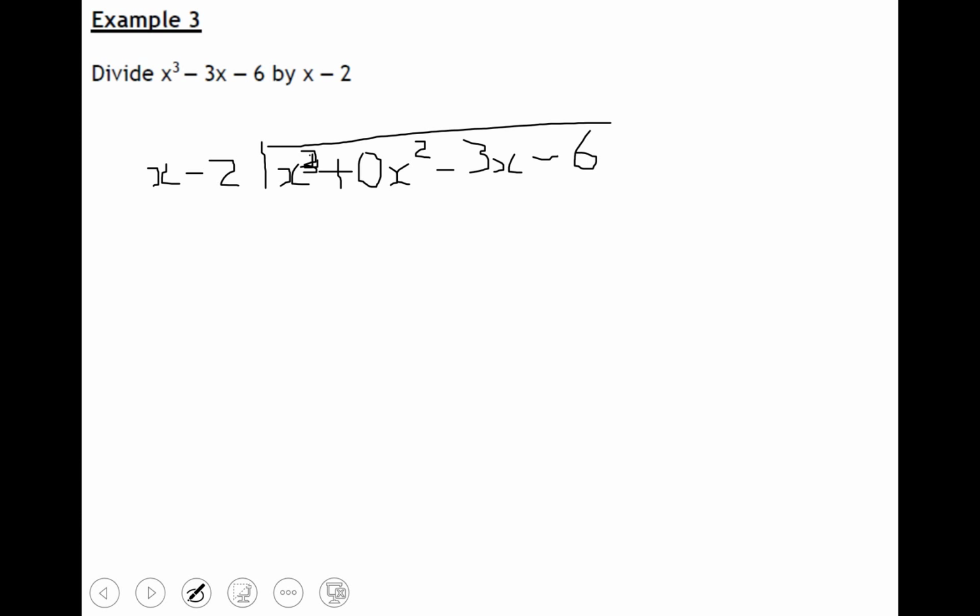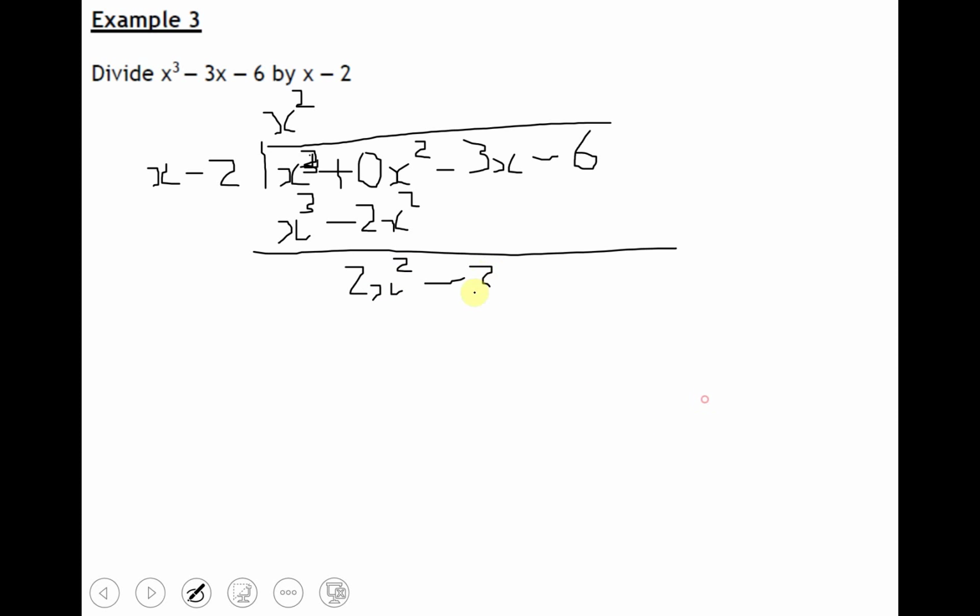So what do you multiply x by to get x cubed? That's x squared, so it goes in the quotient. X times x squared is x cubed. Minus 2 times x squared is minus 2x squared. So this is why it's useful to have an x squared column, because although it's not in the original function, it does form part of the working. X cubed minus x cubed cancels. 0x squared minus minus 2x squared is plus 2x squared. And the minus 3x and the minus 6 carry down.